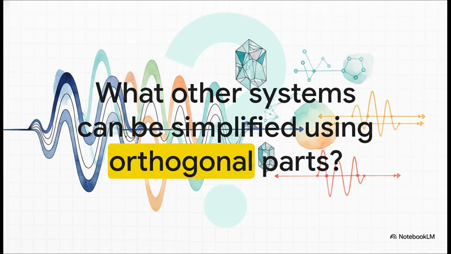And that just leaves us with this one last big idea to chew on. This concept of breaking something complex down into a sum of simple orthogonal parts is one of the most powerful ideas in all of science and engineering. I mean, it's used in image compression, like how a JPEG file works, quantum mechanics, signal processing, it's everywhere. So it makes you wonder, right? What other big, messy systems out there could we understand better if we could just find their fundamental orthogonal parts?